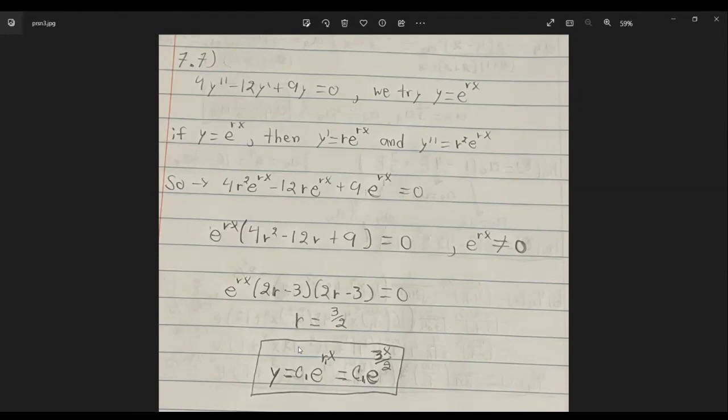So there's no c2 or e to the r2x. It's just one solution. Right, because it's squared. Yeah, because it's squared, so there's no need for a second one. Yeah. All right.